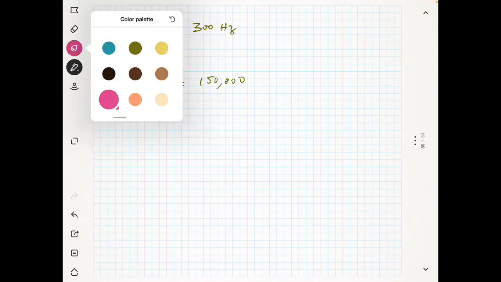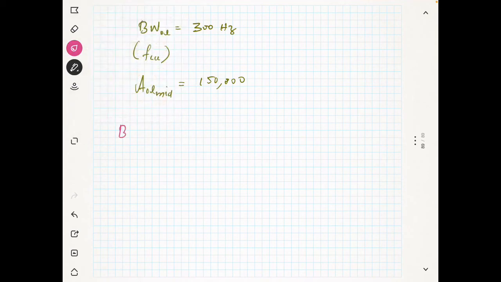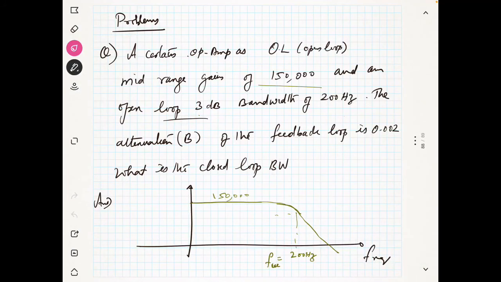Now you can find the closed loop bandwidth. Bandwidth in closed loop is equal to bandwidth in open loop multiplied by 1 plus B times AOL mid. So this is nothing but 200 hertz multiplied by 1 plus B, where B is 0.002. It has been given in the question.